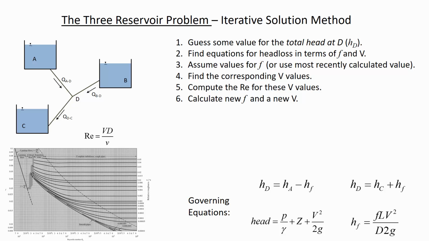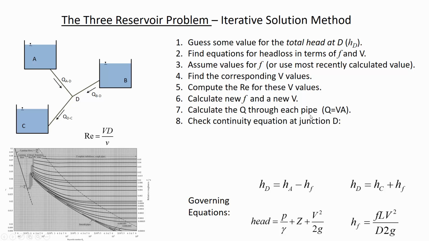You could go to a Moody diagram, but you can't automate a Moody diagram in the same way that if you type in the Jain equation in Excel, then it'll automatically calculate a new F value for you when you have your new velocity and you want to calculate an updated F value. Once we have some new updated velocity, still using this formula, the rearranged Darcy-Weisbach equation, we'll calculate the flow rate just using Q equals VA. We'll check to make sure that flow into the junction equals flow out.